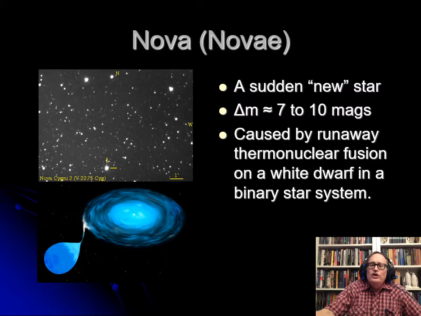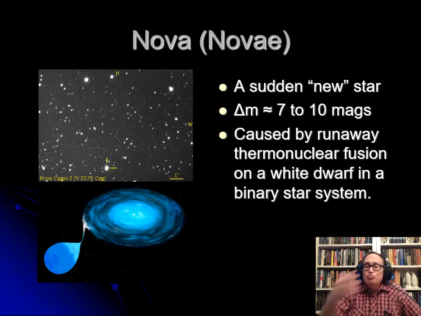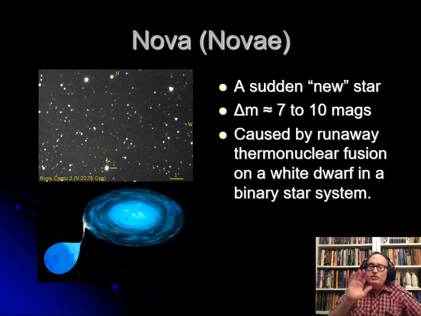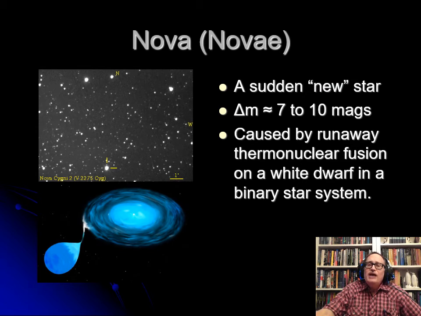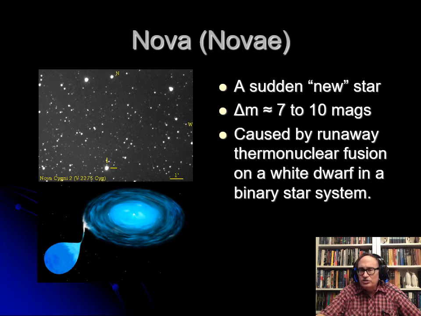Okay, with a nova, you have a dead star, a white dwarf, and you have a living star, and it's dumping stuff on the white dwarf, and then all of a sudden you have a giant explosion. That giant explosion can be 7 to 10 magnitudes brighter. Basically, it's a runaway thermonuclear reaction on the surface of the white dwarf. And so we'll talk more about how that works later. But the thing is that this is enough difference that you might have something that's too dim to be seen with the naked eye, and then all of a sudden there's an extra star in the constellation.